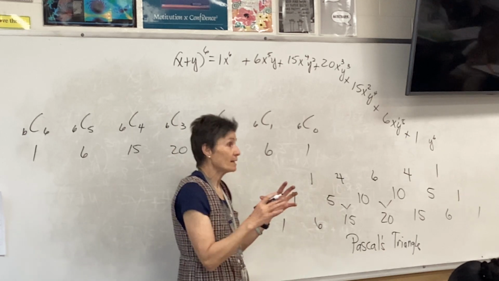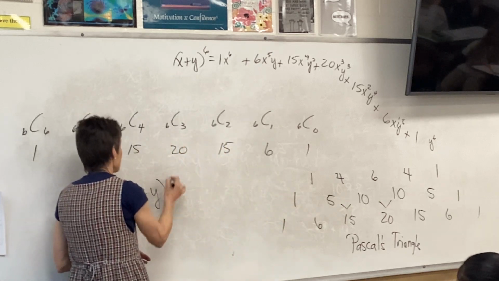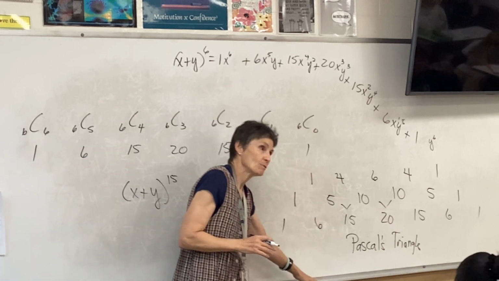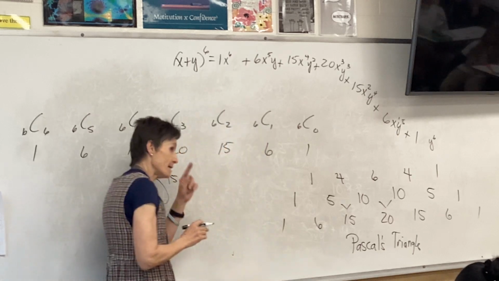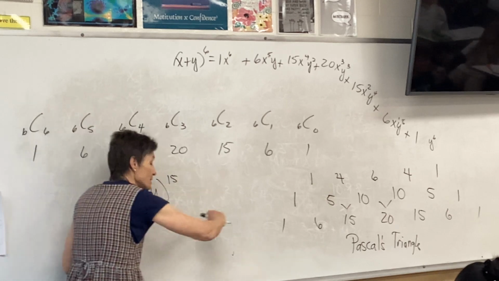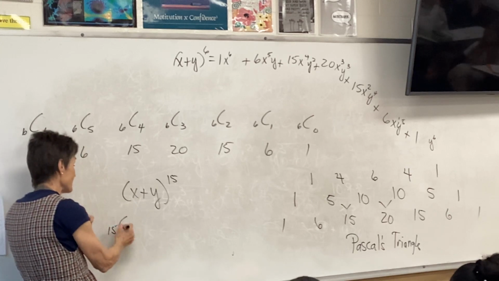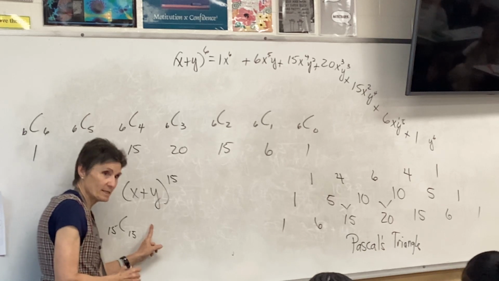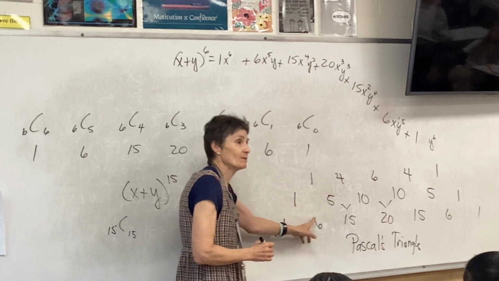So if you're expanding, let's say you have a problem, and you have to expand it to the 15th power. Well, I don't really want to write out 15 rows of this triangle. I could. I don't really want to do it. Instead, what would the numbers be in the 15th row? Well, the first one will be 15C15. And then 15C14, 15C13, and so on, all the way down to 15C0.